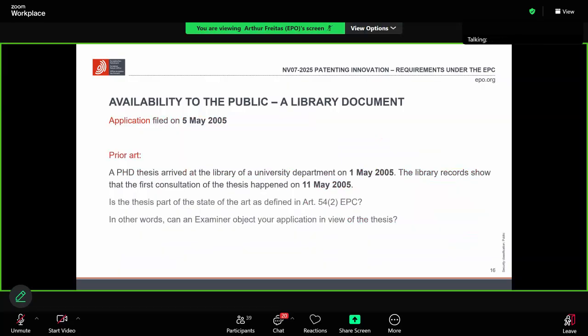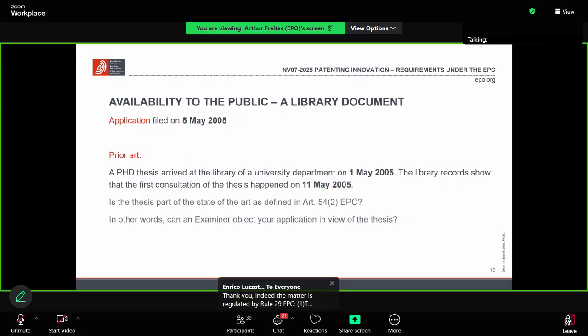Okay, let's show you an example. Imagine you file a patent application with us on May 5th, 2005. Okay, long time ago, but okay. So imagine somebody is doing research on the very same subject, and he or she brings a PhD thesis to a library on May 1st, 2005. That's before the date of filing, okay? But here's the catch. The library records show that the first consultation of that thesis happened on May 11, 2005. My question to you is: is this thesis part of the state of the art as defined by Article 54.2 EPC? In other words, can an examiner object to your application in view of this thesis?